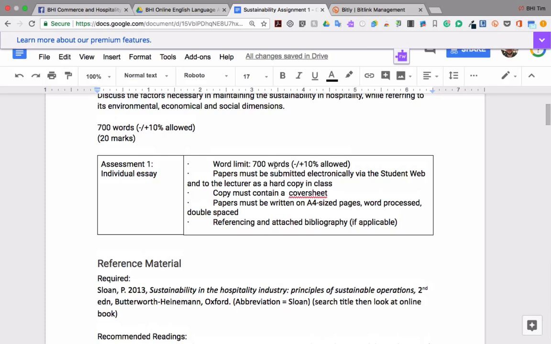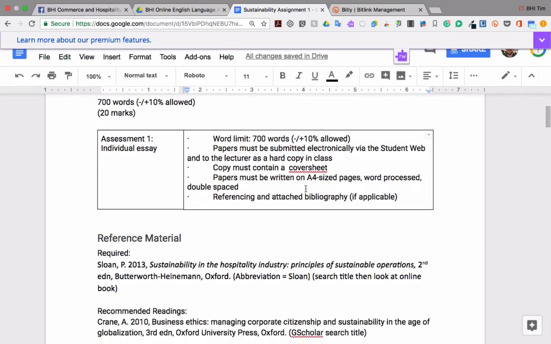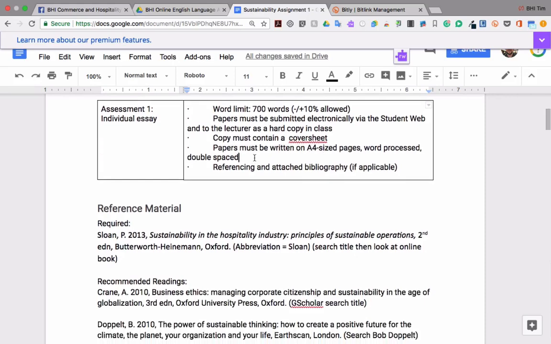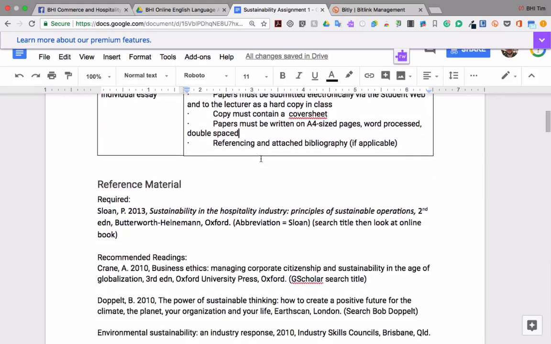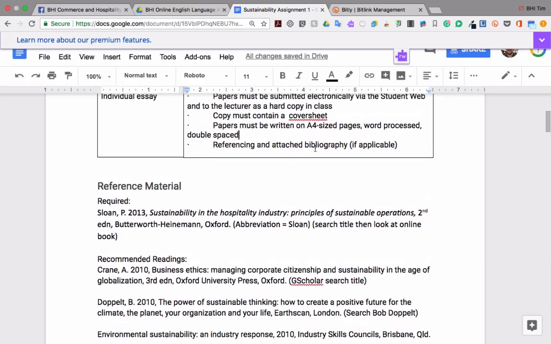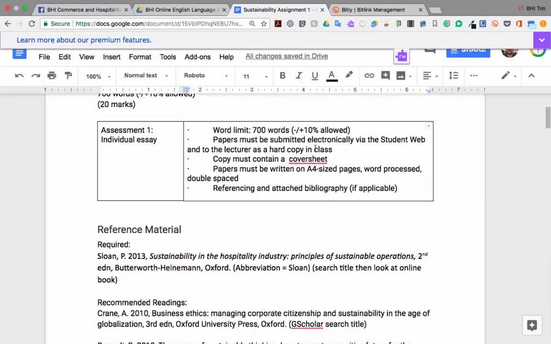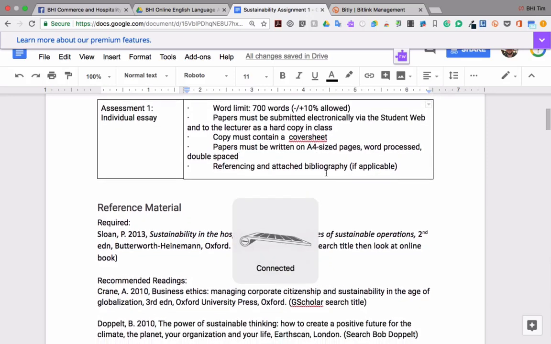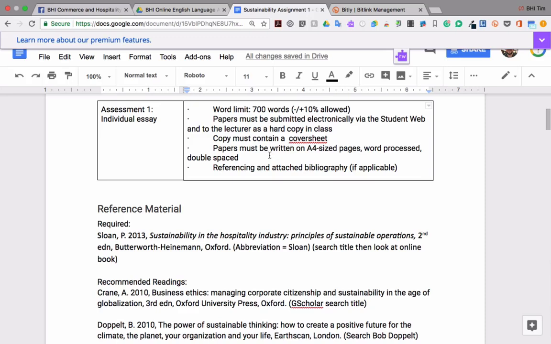There's also some criteria here that Marie-Paul's put in. So the word limit is 700 words plus or minus 10%, so the range is 630 to 770. Papers must be submitted electronically and a hard copy in class. You must have a cover sheet. Papers must be written on A4 size page, word processed double spaced, and reference and attach a bibliography if you've used reference material, which you should, to try and justify your answer. Just to address some of these things straight away.